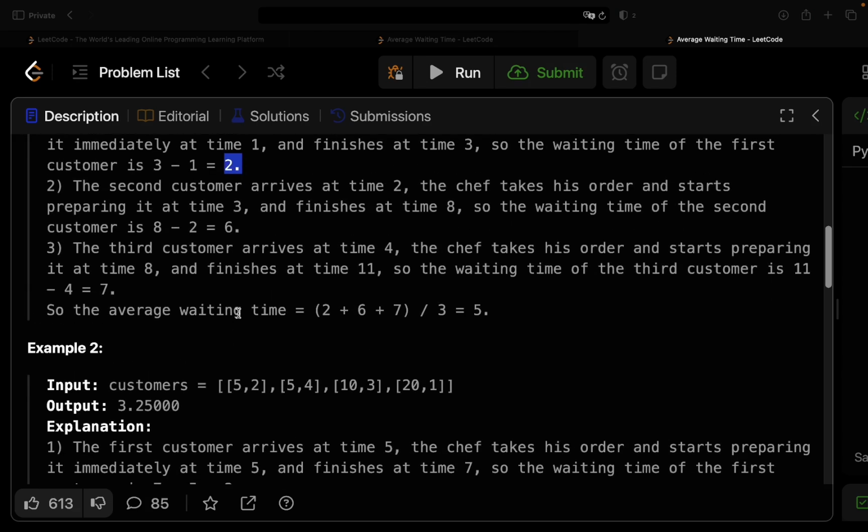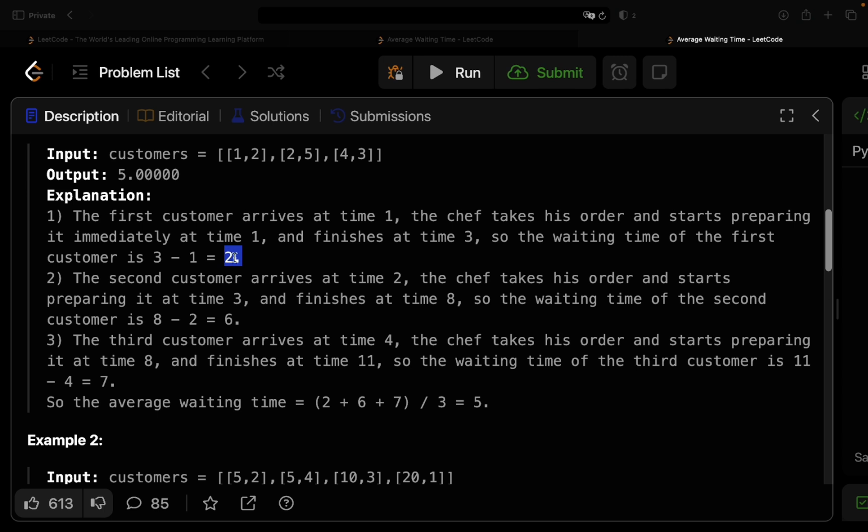Let's see here in the first one, the total time needed for the whole thing is 3 because 1 plus 2 is 3. But the waiting time will be the finishing time minus the starting time, so it will be 3 minus 1. We also have to keep track of this 3 since we need it for the next customer, because the next customer's order can only start after time 3.